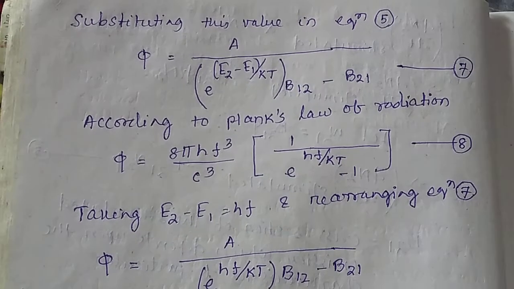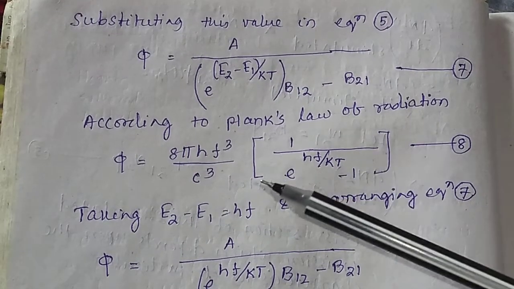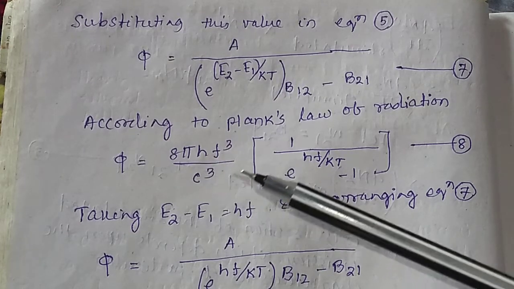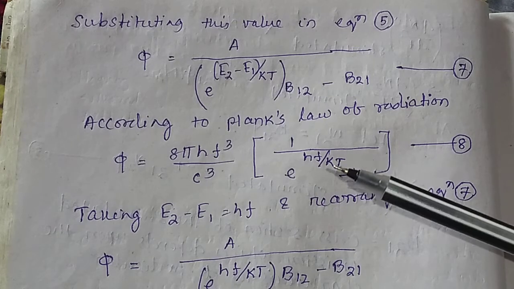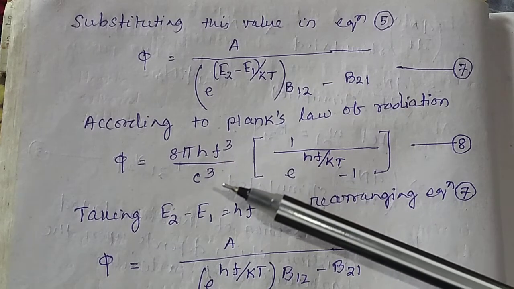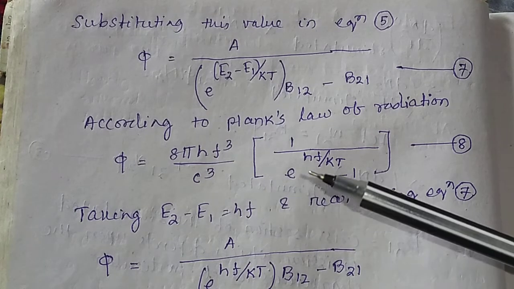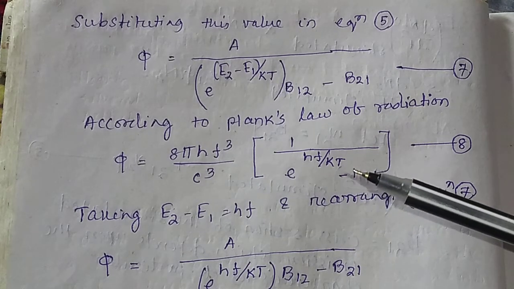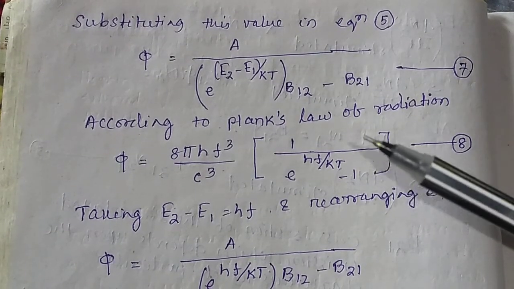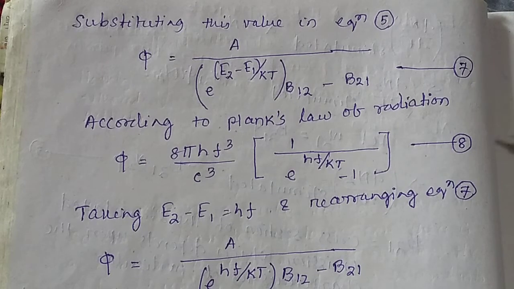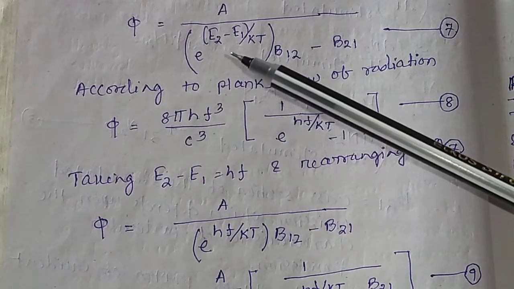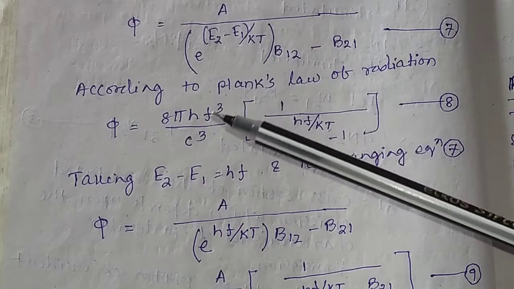that is, the flux density of photons, phi equals 8 pi h f cubed divided by c cubed into 1 divided by e to the power hf divided by kT minus 1, where h is Planck's constant, f is the frequency of radiation, c is the velocity of the photon, k is the Boltzmann constant, and T is the absolute temperature. So if you compare these two equations 7 and 8, and before comparison you put E2 minus E1 equal to hf, then you can compare.